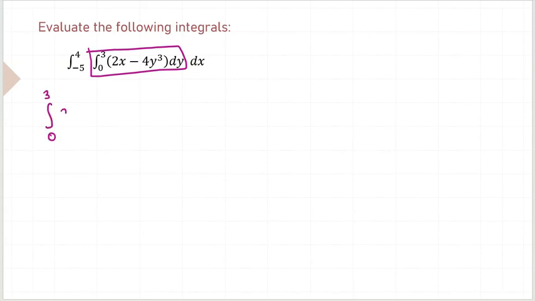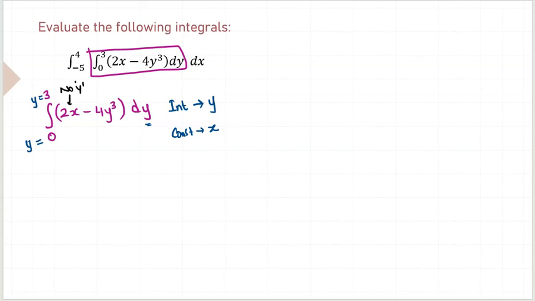Integral from 0 to 3 of (2x minus 4y cube) dy. Here I am integrating with respect to which variable? y, because of dy. So when you are integrating with respect to y, these become the limits of y. The constant is x. So integrate it now, as we did in the previous video. There is no y in the first term. In the second term, you have a function of y. So let's integrate it.